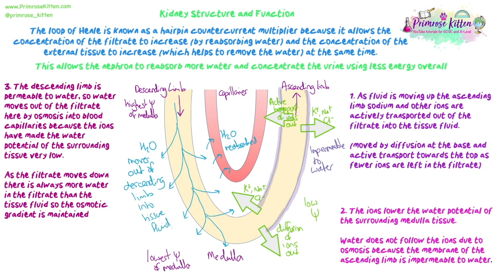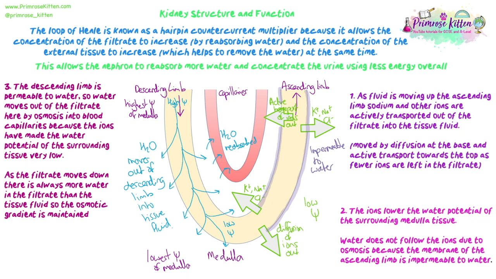So let's think about what's happening here and look at it overall, because we've done it backwards because it makes more sense that way. But we started with a lot of water and a lot of ions at the start of the descending limb. As we move down the descending limb, water is lost due to osmosis because the walls of the descending limb are permeable to water, so it moves out into the tissue fluid surround and ultimately into the capillaries because it's following its concentration gradient, because the tissue fluid of the medulla has a very, very low water potential because of all the ions that are in it.